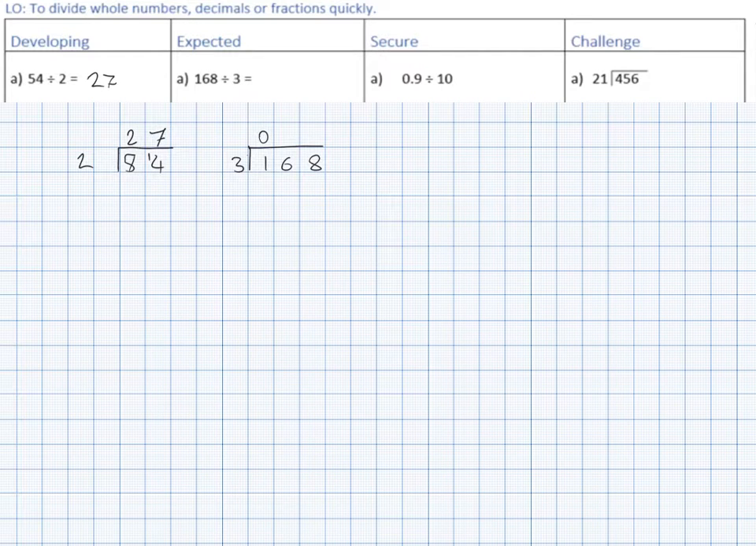It's a good idea to put the 0 so you don't lose track of the place value. 3's into 16 goes 5 times and leaves a remainder of 1, and then 3's into 18 goes 6. So this answer this time is 56.